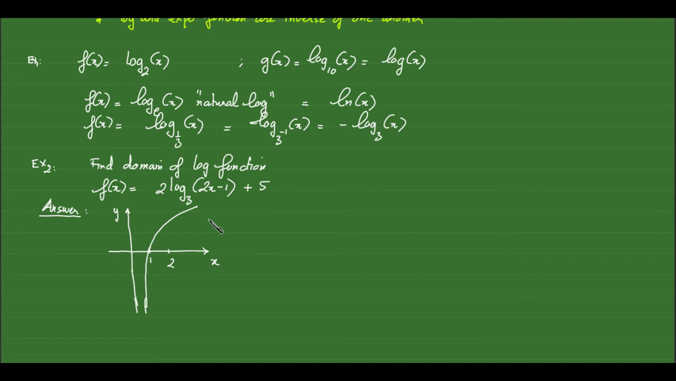So the sketch of this function will be something like this. Later on, when we talk about exponential properties and log properties, you can understand why they cut at 1 right here. Now think about it. This one will be moved.